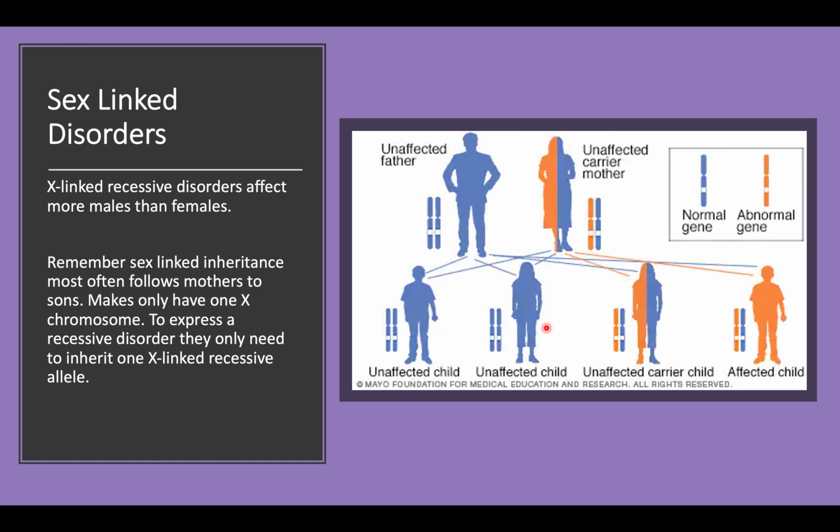We also have an unaffected girl, but then we can have an unaffected carrier female. In this case, she received the gene from her mother, but it affects the son most often because this affected son is going to have that X from mom. Every time that mom has a son, she's going to give her gene here.